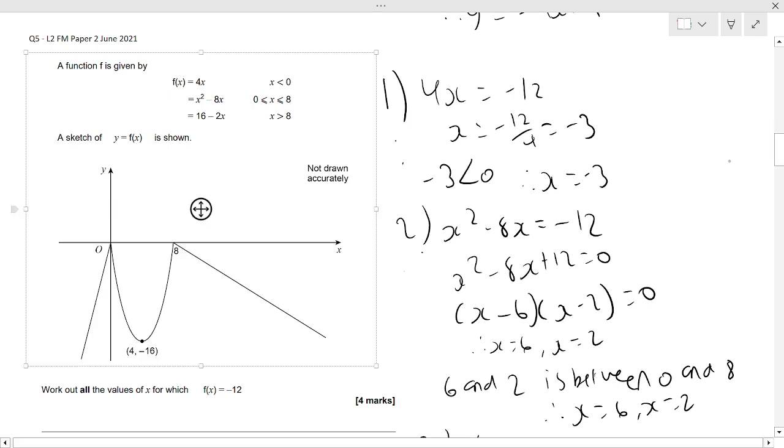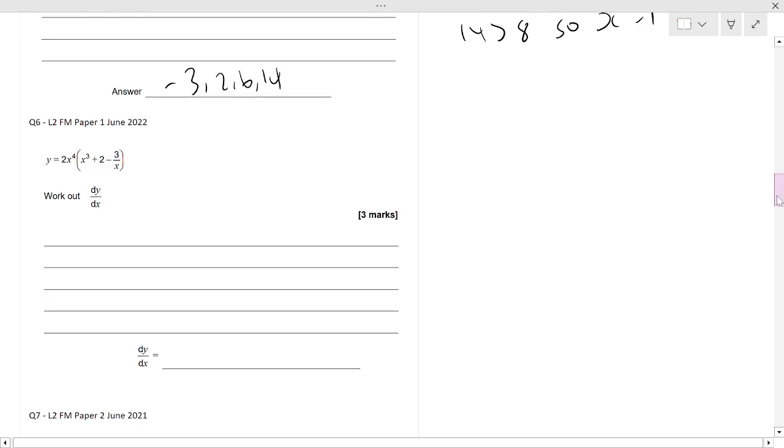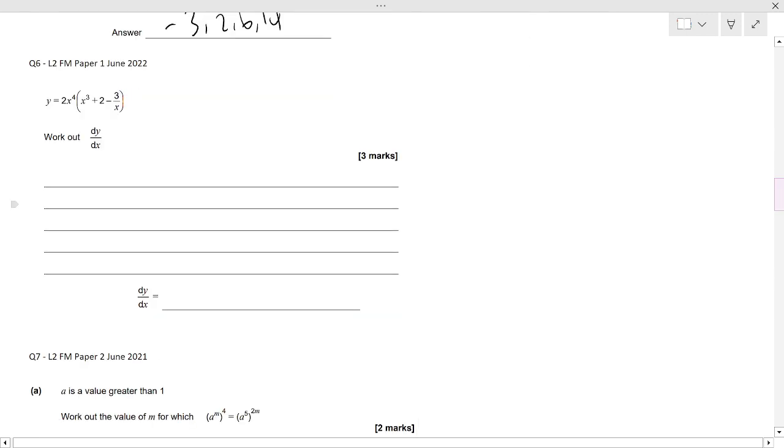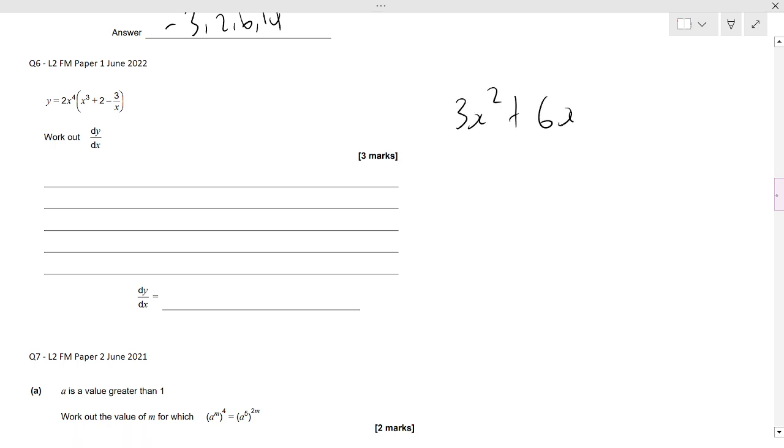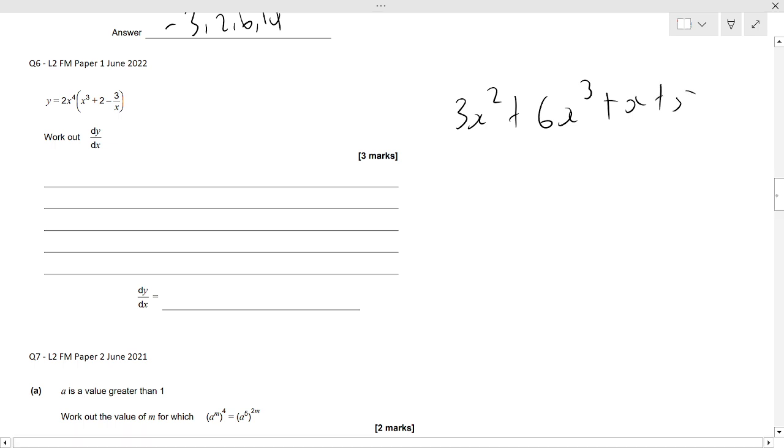Okay, cool. Question 6. We are given this expression for y. Find dy/dx, so differentiate. Well, you should be able to differentiate a polynomial that looks something like, I don't know, 3x squared add 6x cubed add x add 5. Something like that. That's what we need to get it into.